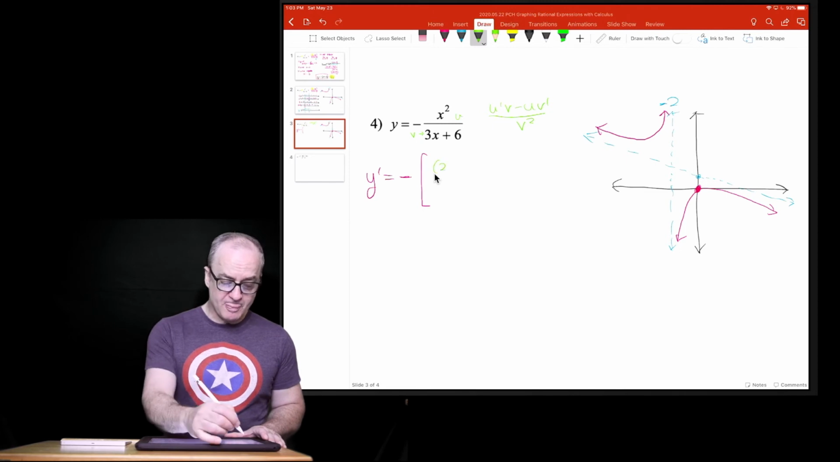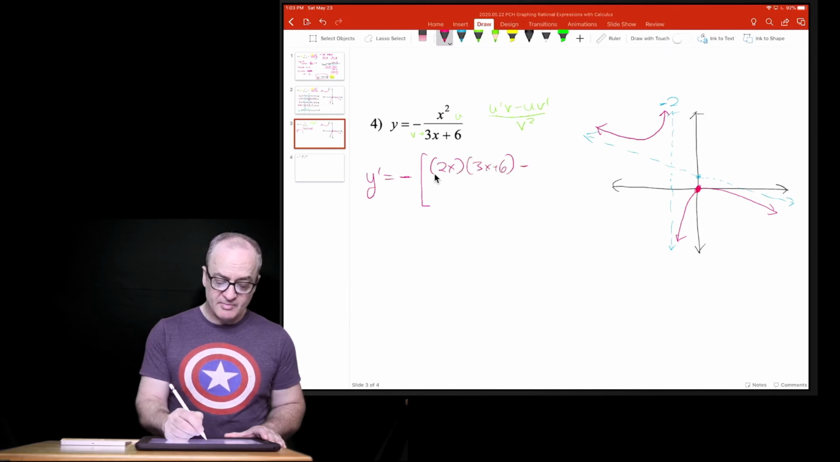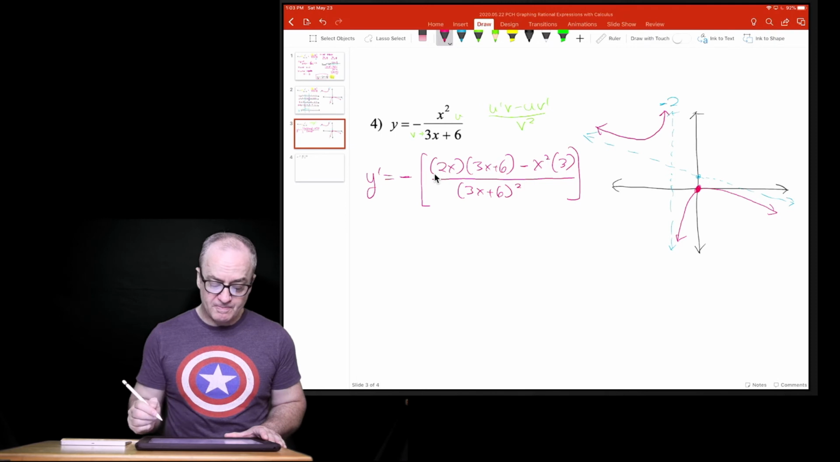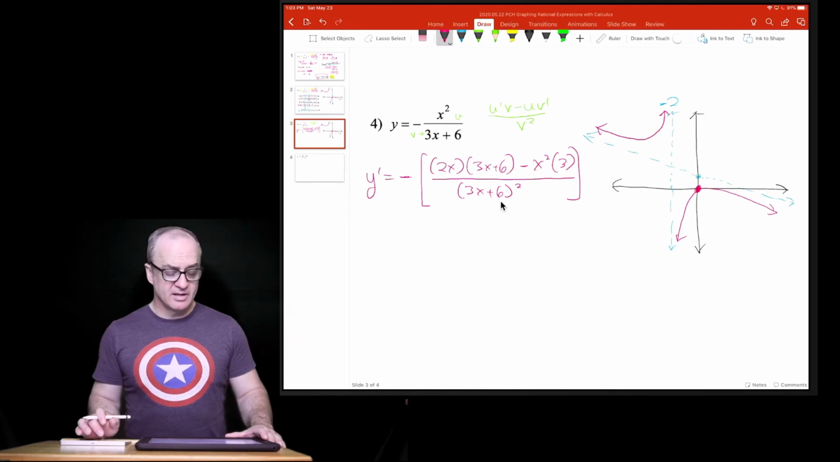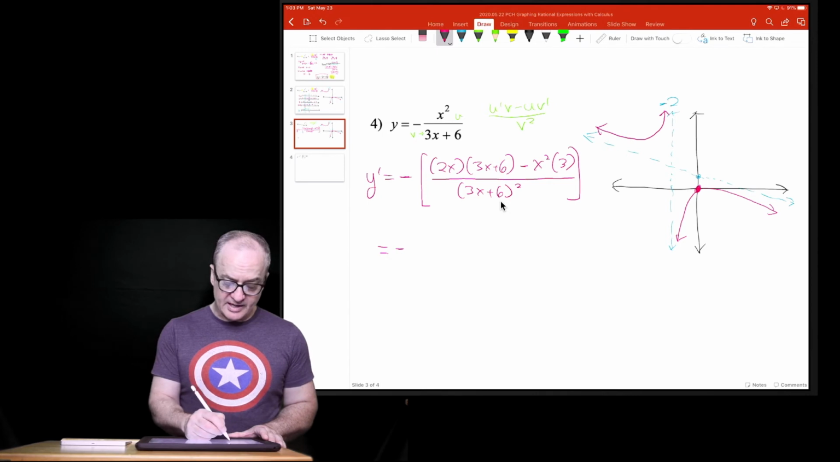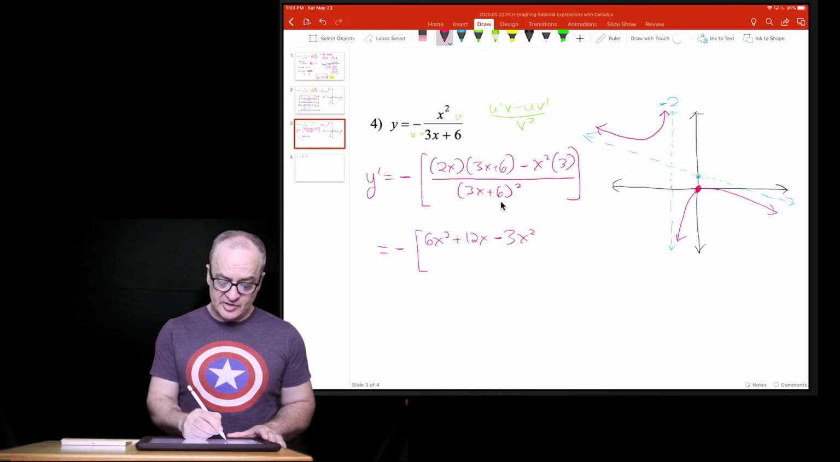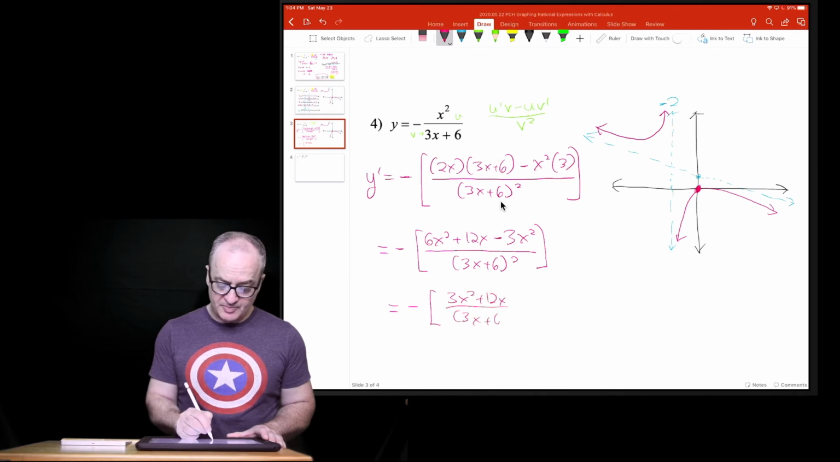So u prime is 2x times v, which is 3x plus 6, minus u, which is x squared, times v prime, which is just 3, all over 3x plus 6 squared. Okay? So that should be my u prime v minus uv prime over v squared. I think we need to simplify this a little bit. So that's going to be negative 6x squared plus 12x minus 3x squared over 3x plus 6 quantity squared, which gives me negative 3x squared plus 12x over 3x plus 6 squared.